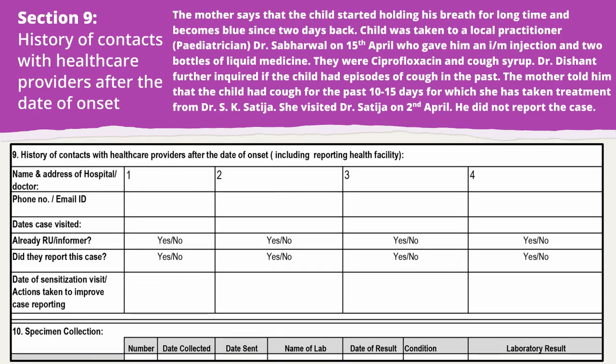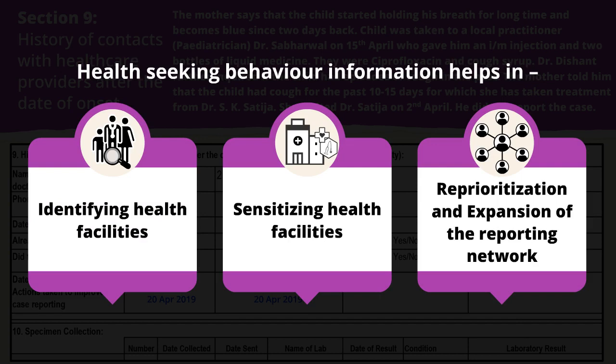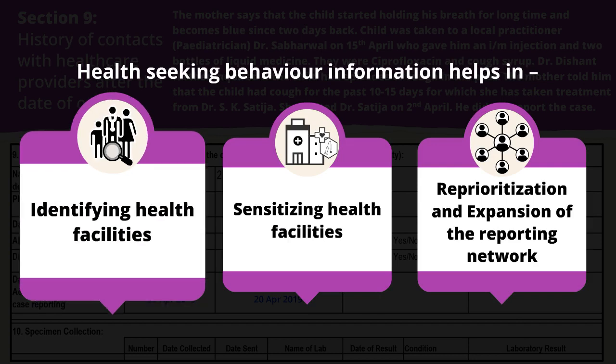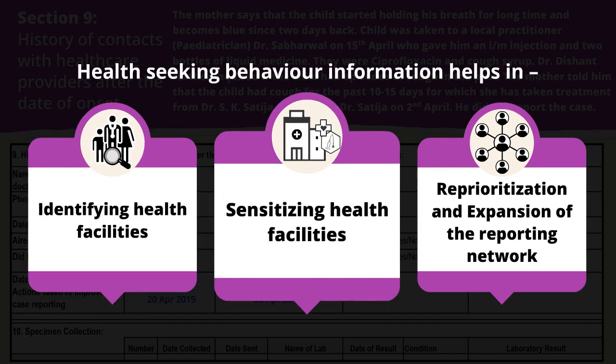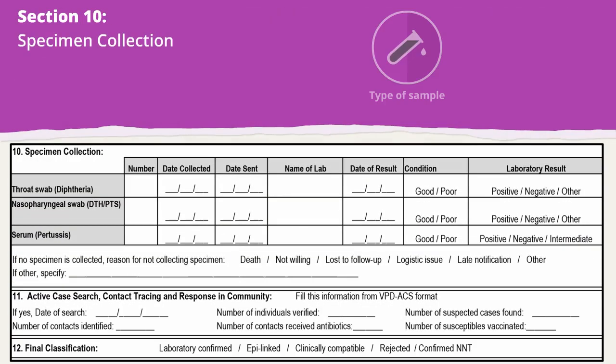Section 9 highlights the health-seeking behavior of the patient. In this case, couple of health facilities were visited by the patient on 2nd April and 15 April. All the health providers who did not report the case should be sensitized. The help-seeking behavior information helps in identification of all the health facilities which a suspected case may have visited. This information helps in sensitization of health facilities for timely notification of suspected cases as well as reprioritization and expansion of the reporting network.